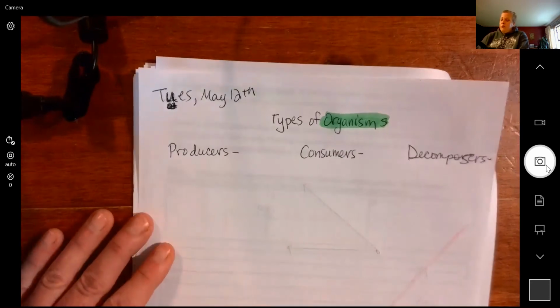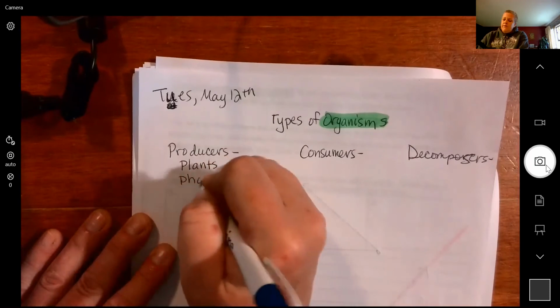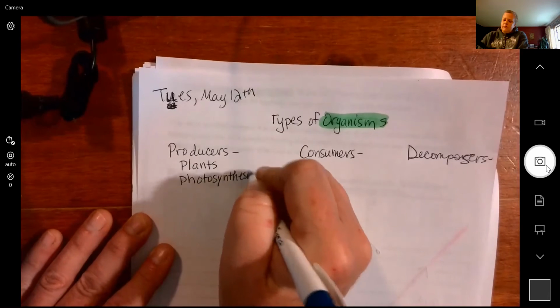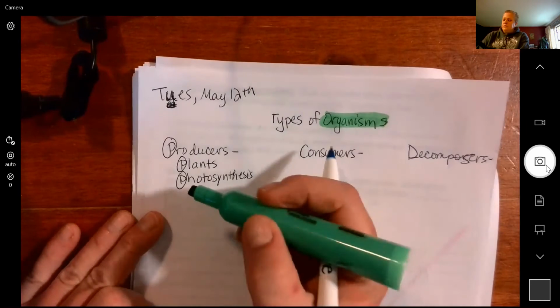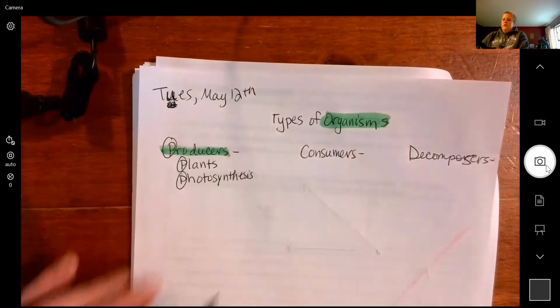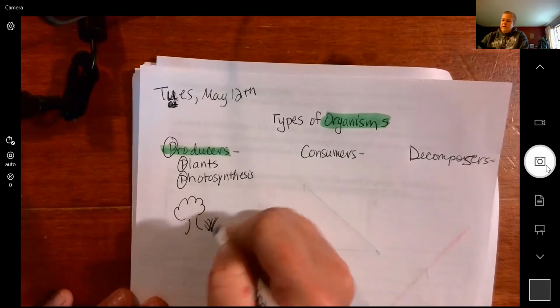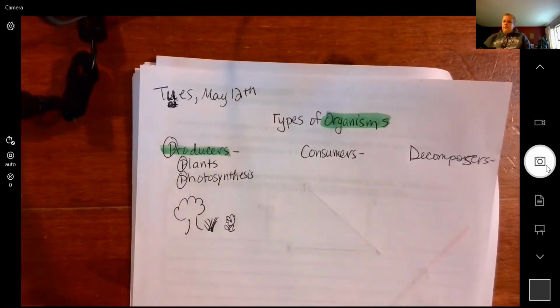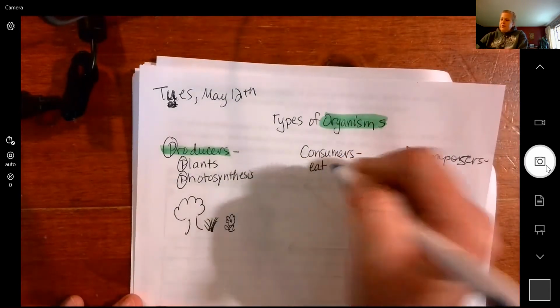Now, how I remember producers is there are plants, and they create food through photosynthesis. What do you notice about these three words? Yeah, they all start with P. I'm going to draw a little picture of something. Plants. There's all different varieties. Grass is a plant, flower, a tree. Now, consumers consume or eat something.